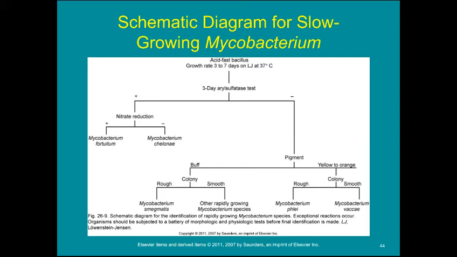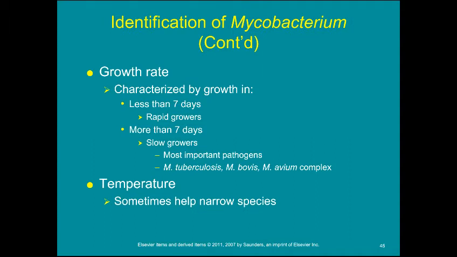Okay? Now, sa 3-day aryl sulfatase test, if it is negative, you check for the pigment. If it is buff, then you classify it by colony. If it is rough, it is smegmatis. And if it is smooth, then other species of Mycobacterium. Now, sa yellow to orange siya, ang rough niya, phlei, and kapag smooth, vaccae siya. Okay?